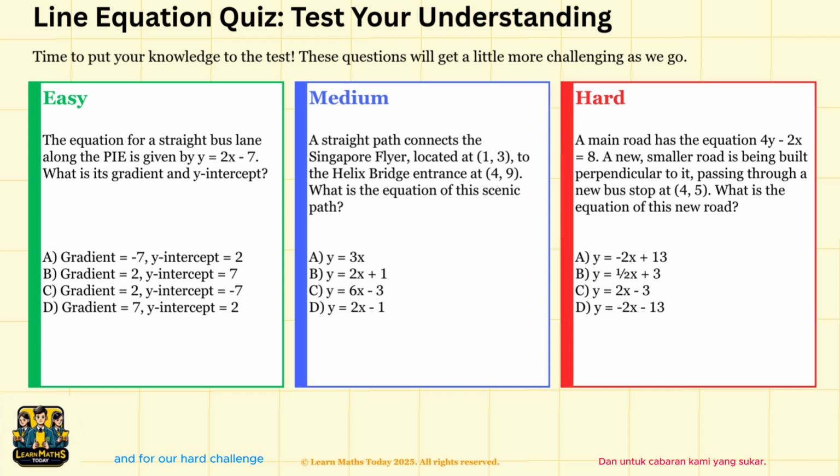And for our hard challenge, a main road has the equation 4y minus 2x equals to 8. Now, a new smaller road is being built, and it's going to be perpendicular to this main road. This new road passes through a brand new bus stop located at the coordinates 4, 5. Your task is to find the equation of this new road. This requires multiple steps: rearranging an equation, finding a perpendicular gradient, and then forming the new equation. You can pause the video to think about it.